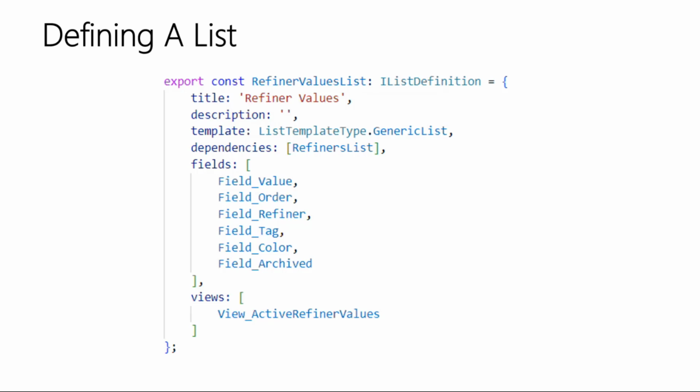So for instance, in this example, the refiner values list has a lookup column to the refiners list. That's the field underscore refiner field. So we would need the refiners list to be built first before we try creating the lookup column in this list.